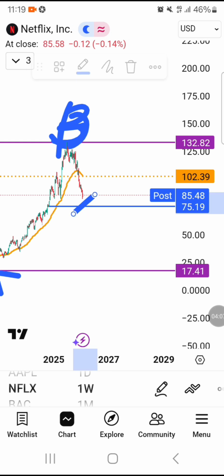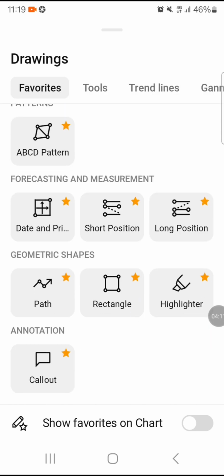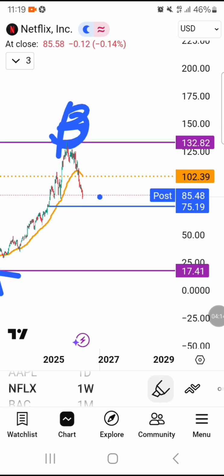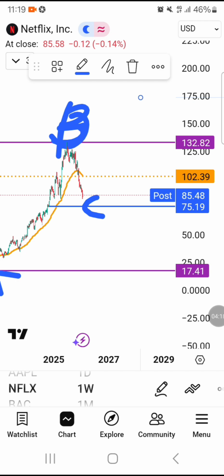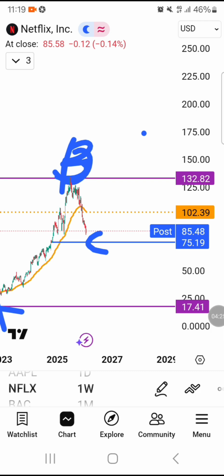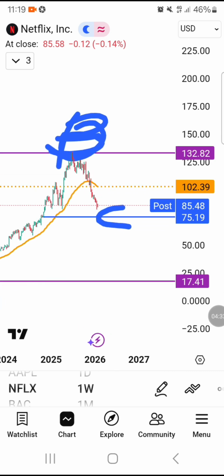This is our point C, right? So this is our point C. Yeah, so that is our point C. Now we have found our point C. Now how do we know that the outflow is going to stop at this point C?